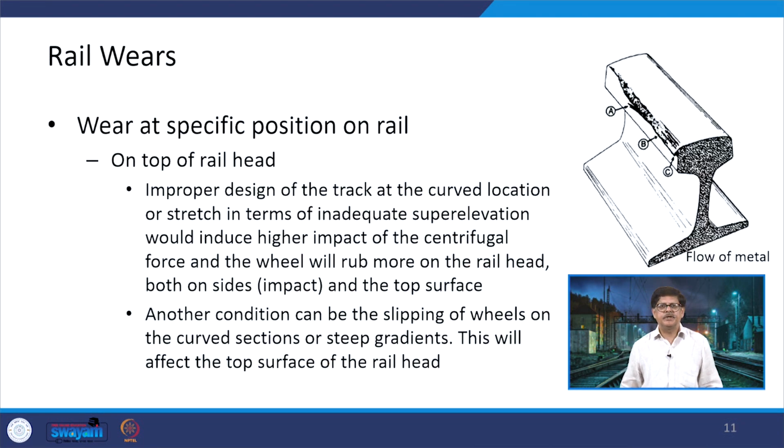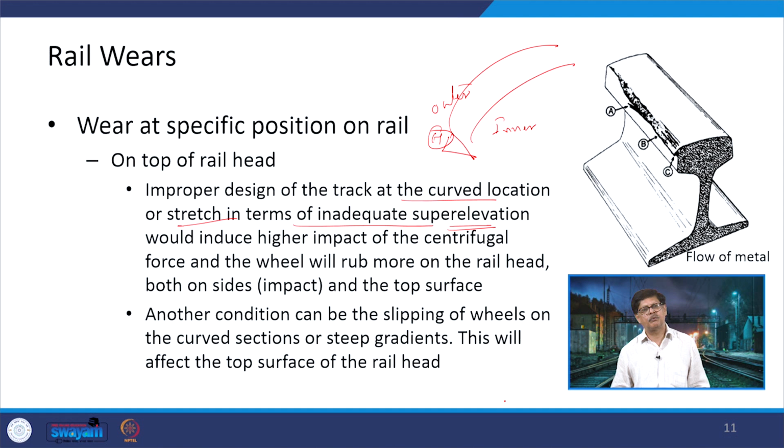Then improper design of the track. Improper design of the track at curved locations or stretches, in terms of inadequate super elevation. You need to think about a track in this form, where it is a bit higher on the outer side as compared to the inner side. If this value of h, which is the amount of super elevation to be provided, is less or more, in both cases it will create a problem.